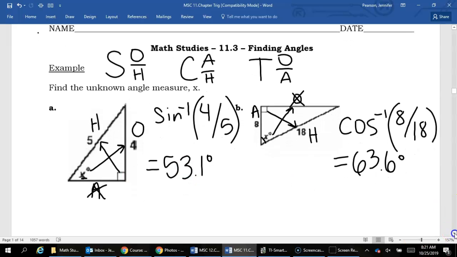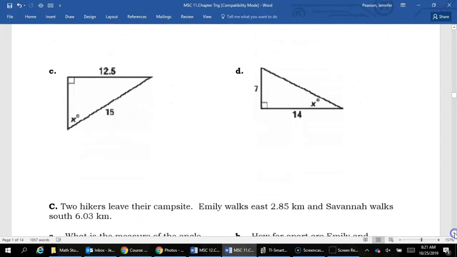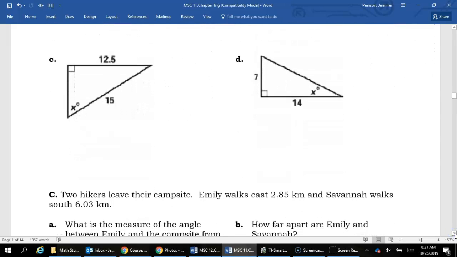Moving on. I got 2 more of these. These are really exactly the same, so I'm going to do them very fast. I have H. I have O. I don't care about A. O and H is sine, opposite over hypotenuse.